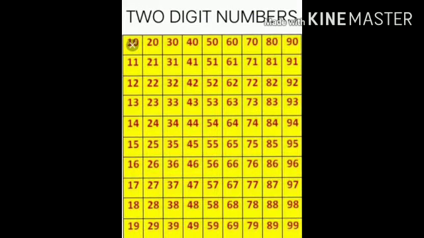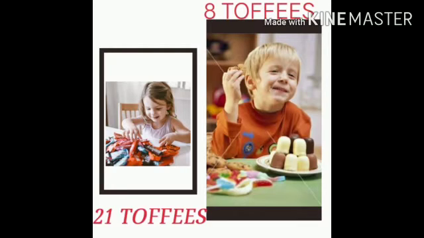What are two-digit numbers? 10 to 99 are two-digit numbers. 10 is the smallest two-digit number. 99 is the greatest two-digit number. Look at this. Sonu has 21 toffees and Rohit has 8 toffees. 21 is a two-digit number. 8 is a one-digit number. A two-digit number is always greater than one-digit number. Here in this example, Rohit has only 8 toffees, so 8 is the smallest number.